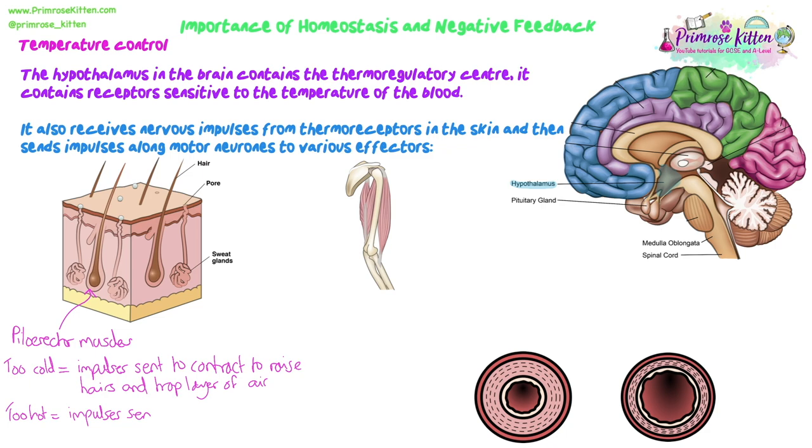If you are too hot, then the impulses sent do the opposite. They tell those muscles to relax. And so therefore the hairs are lowered because we don't need to have that insulating layer of air anymore. The sweat glands also in your skin. So this is a gland that's an effector this time instead of a muscle, but they will be stimulated by the nervous system again to produce more sweat when you are hot, so that you can lose heat energy by evaporating the liquid of sweat off your skin. So we lose heat energy that way, and it just allows us to cool down.